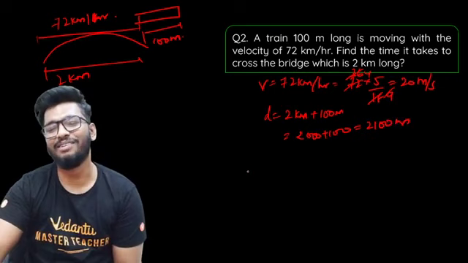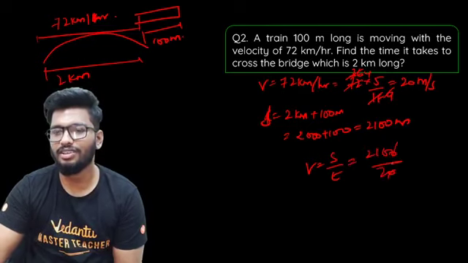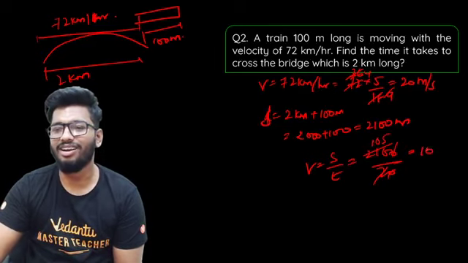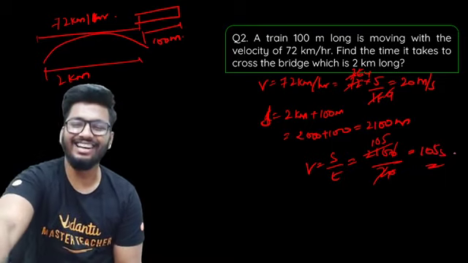Now put it in the equation, guys. Velocity is equal to displacement, which we'll take as s, by time. Displacement is 2100 divided by 20, the 0 gets cancelled, so that's 105 seconds. 105 seconds is the right answer for this question.